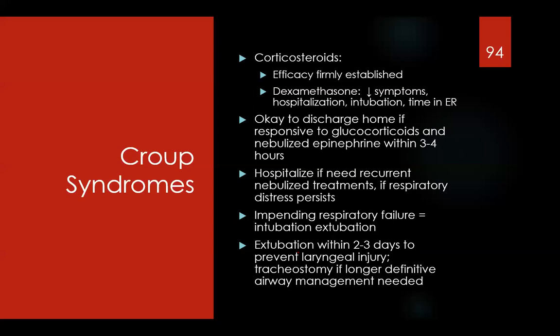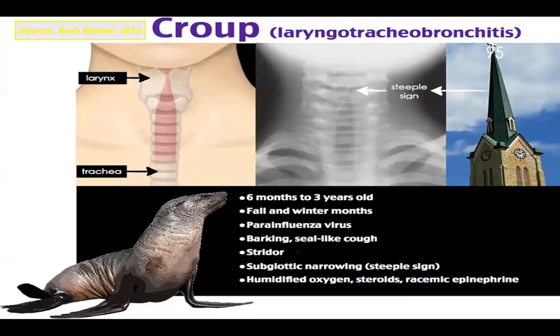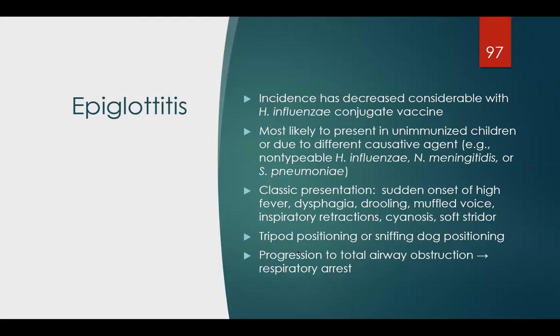If the patient becomes intubated, they're going to be on the vent for 2 to 3 days, and this can be a much more difficult patient to get out of the hospital. Croup, there it is. There's your croup, okay? Parainfluenza, barking seal cough, subglottic narrowing. I'm going to give them humidified oxygen, steroids, and racemic epinephrine.